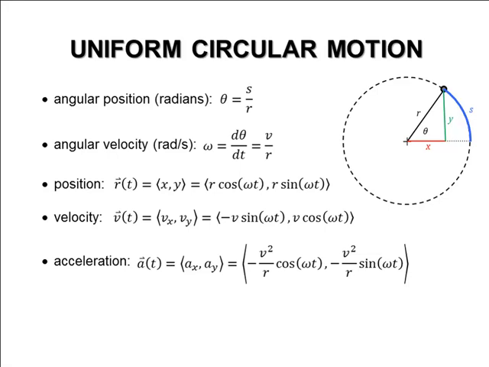It's going to be toward the center. It's a centripetal acceleration. Now, if we find the magnitude of the acceleration, we would use the Pythagorean theorem on those two components, and you just get v squared over r. So if you like, this is where the formula v squared over r actually comes from.